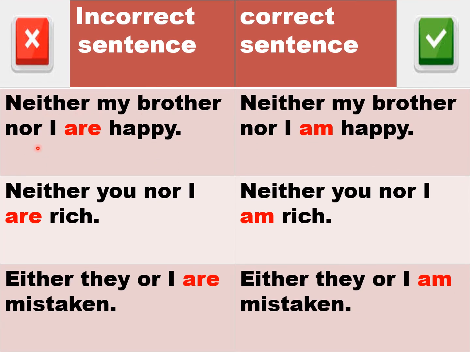Neither my brother nor I are happy. Neither you nor I are rich. Either they or I are mistaken. In all these sentences, we must see the subject next to the verb. In all the sentences, we have I. So we must use a singular verb am. Instead of are, we must use am. Neither my brother nor I am happy. Neither you nor I am rich. Either they or I am mistaken.